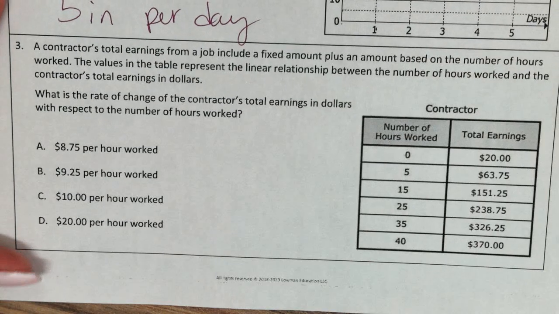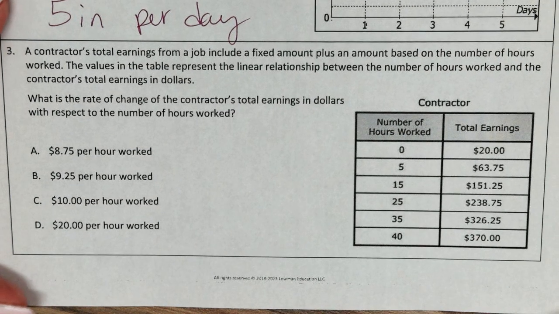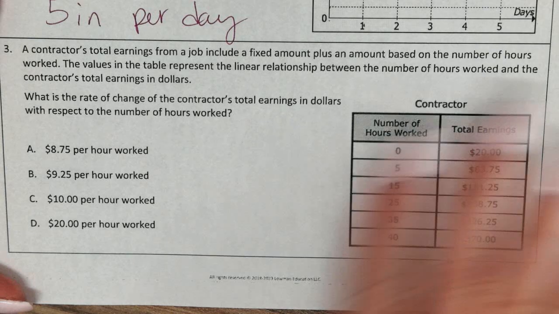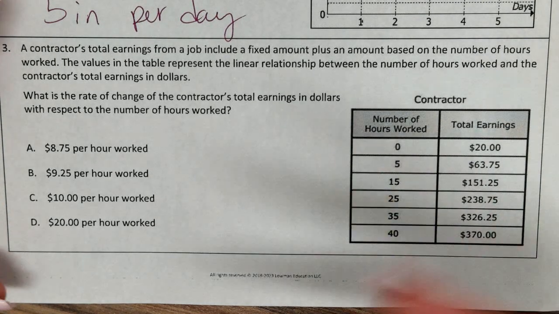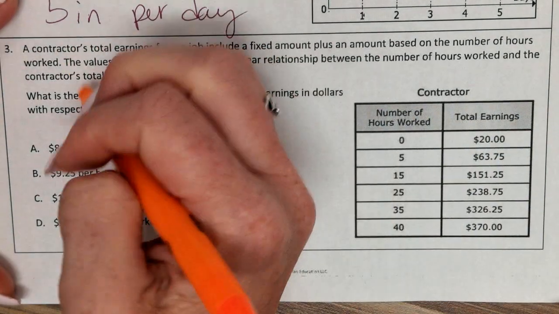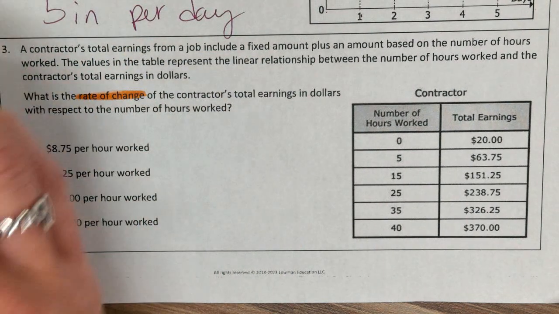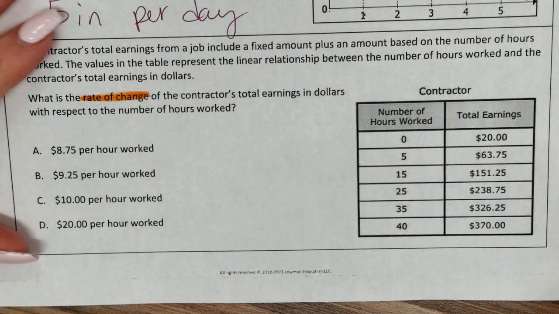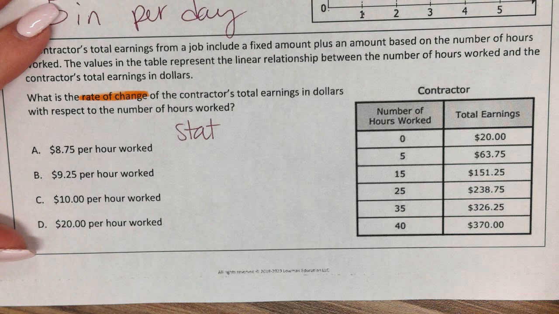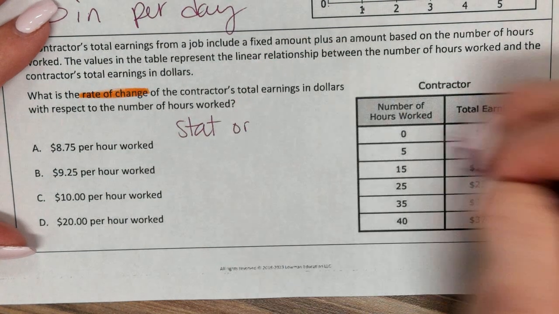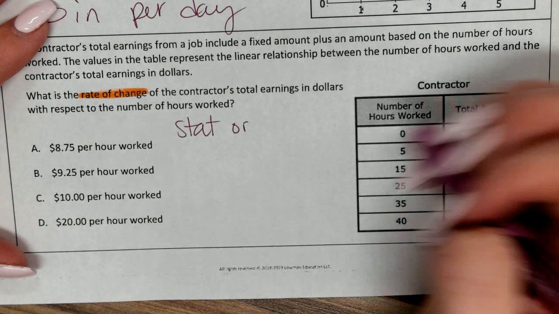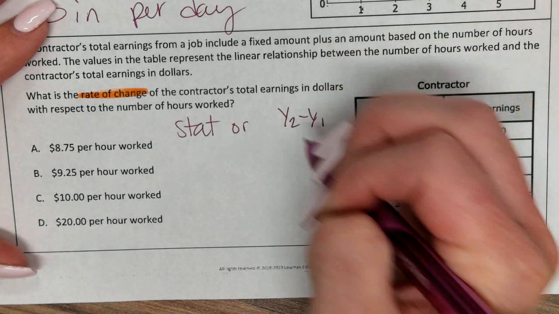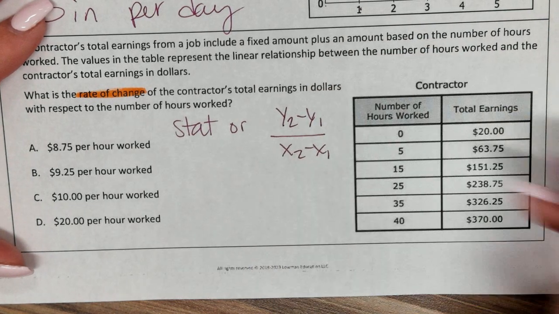All right, let's go to number 3. So right here, you see the table, you know that stat will read tables. And if you read the whole question, it says, what is the rate of change? There's two ways to do this. Okay, you can use stat, which I already told you how to do. We'll do it both ways. Or you can use the slope formula, which is the change in y's over the change in x's.